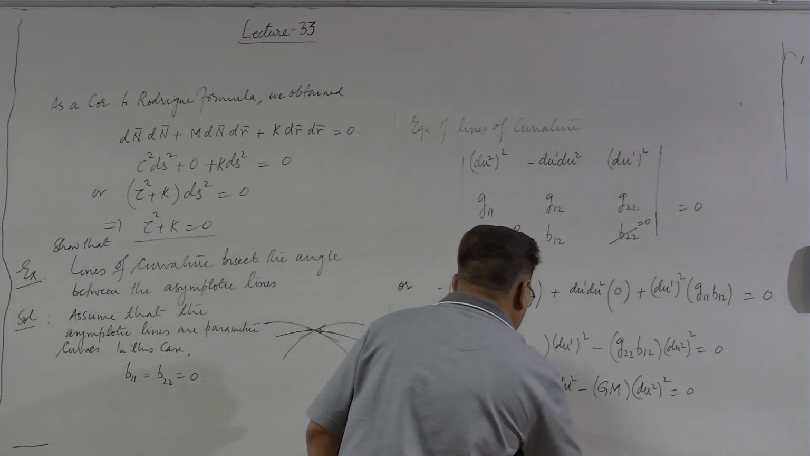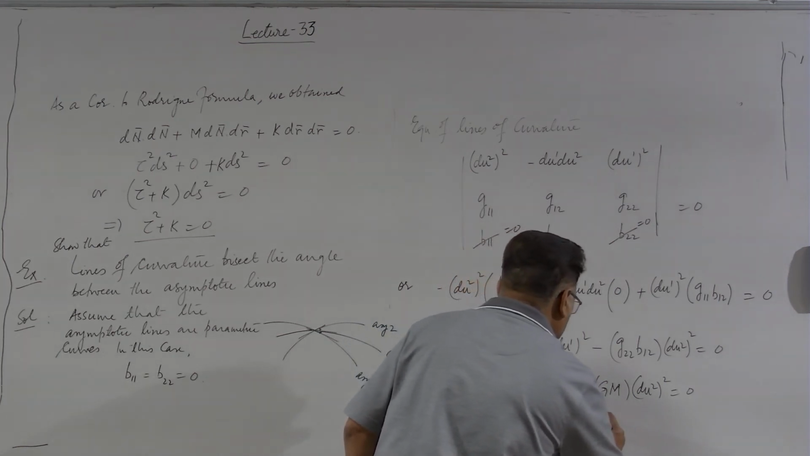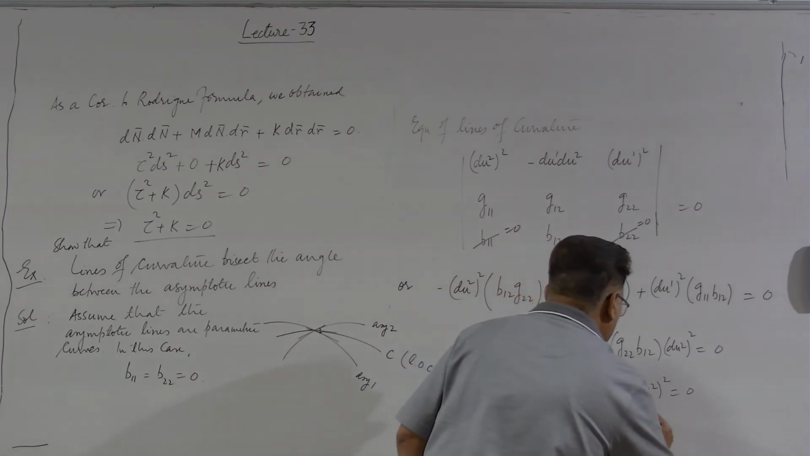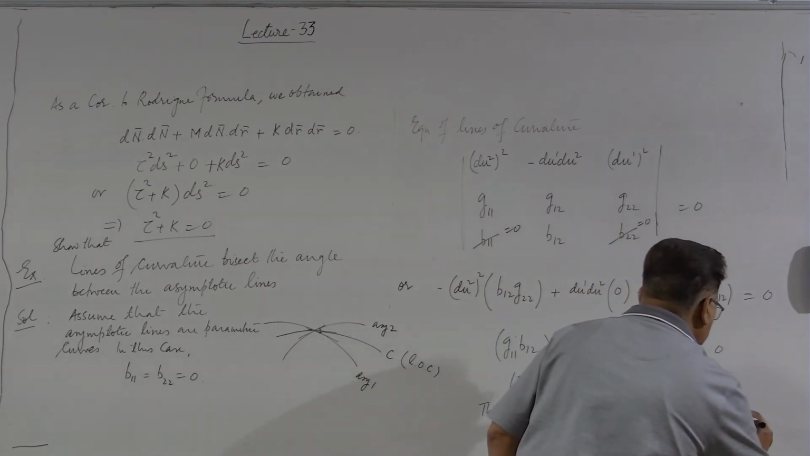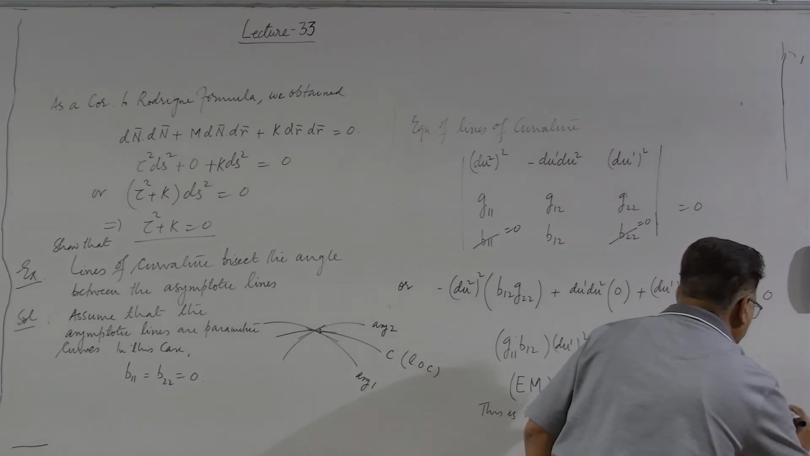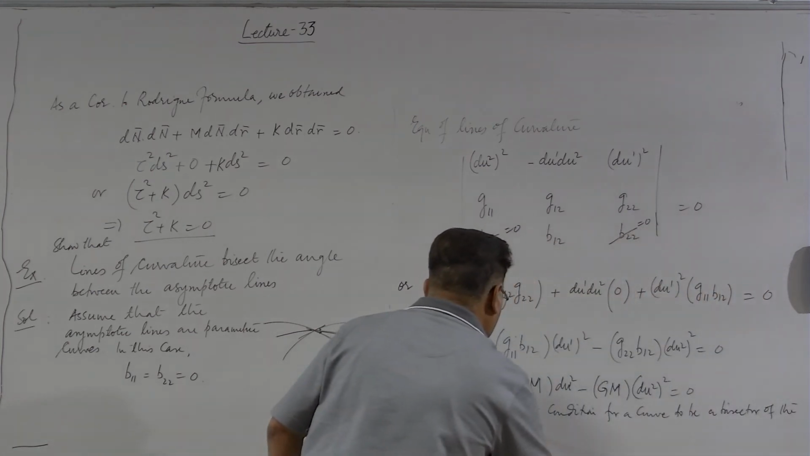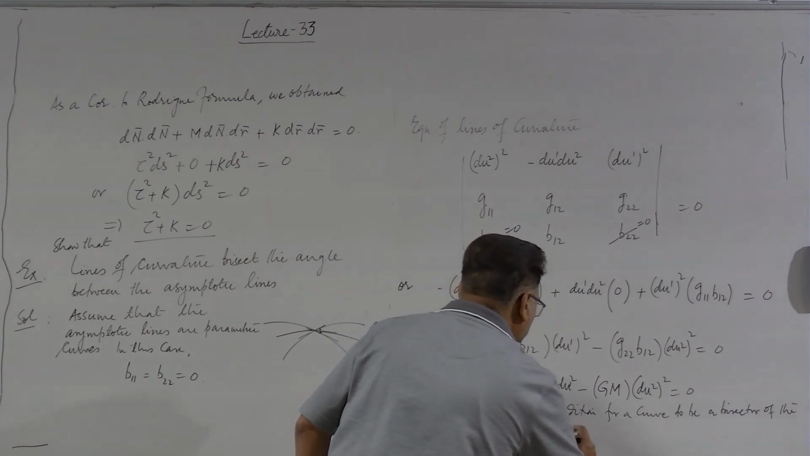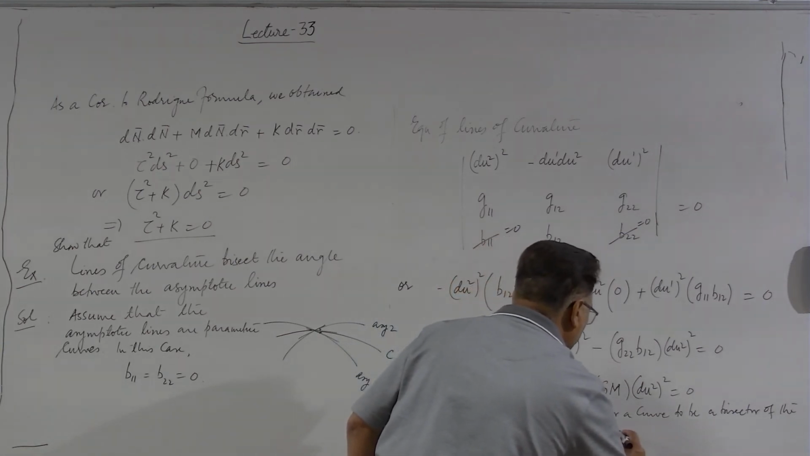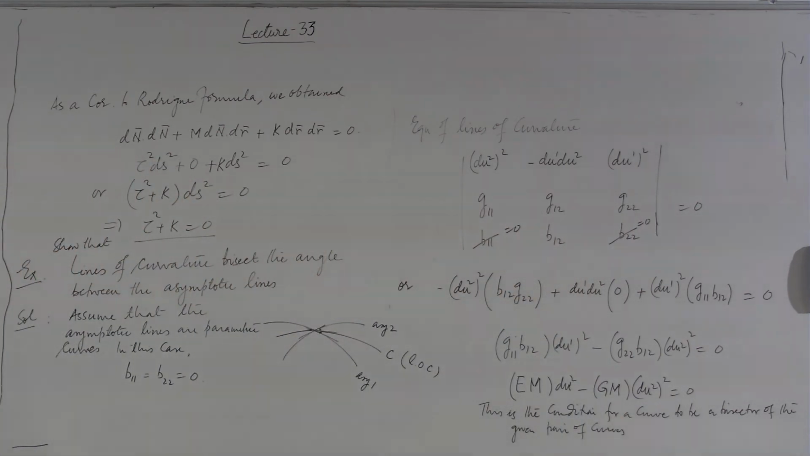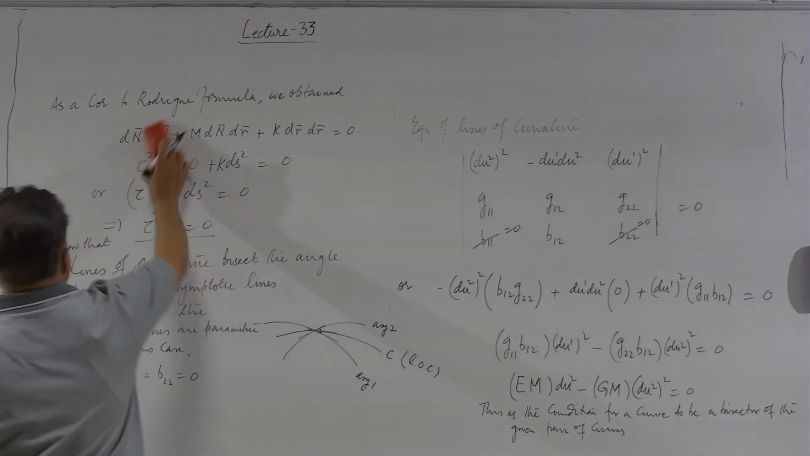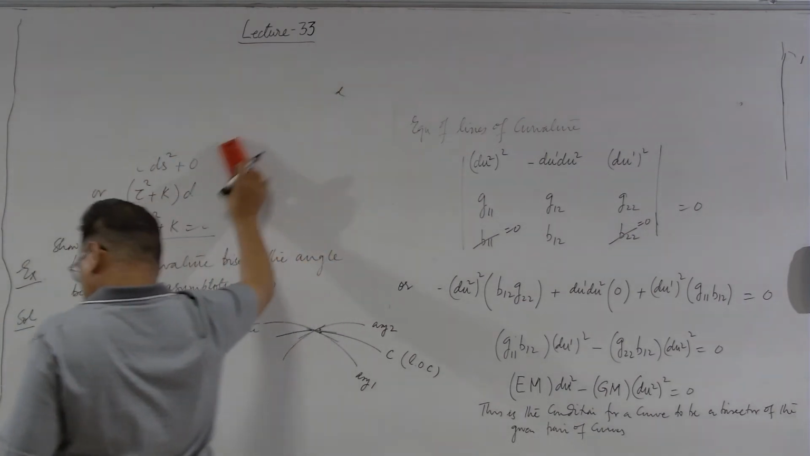This is the condition for a curve to be a bisector of the given pair of curves. You can check it up. This is one of the exercises in that section. Okay. So, we can use any of the results also in proving our assertion. All right.